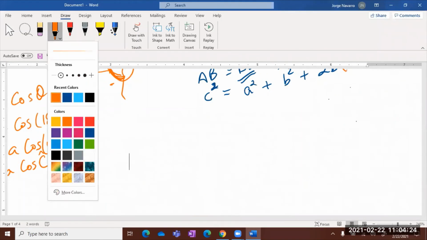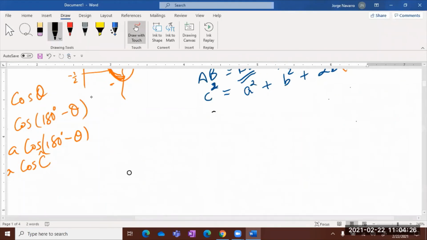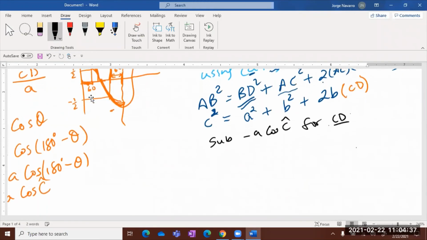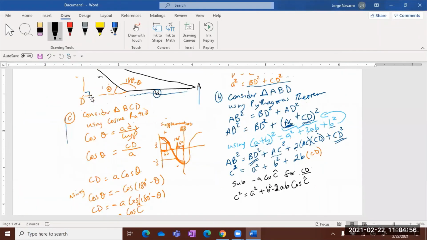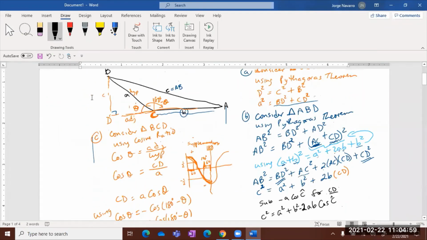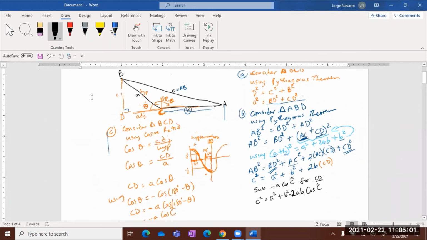I'm going to change back my color. I can now substitute negative A cos of C for what we call CD. So it will read C squared is equal to A squared plus B squared minus 2AB cosine of the angle called C. So that is the complete proof, a complete proof in its entirety.